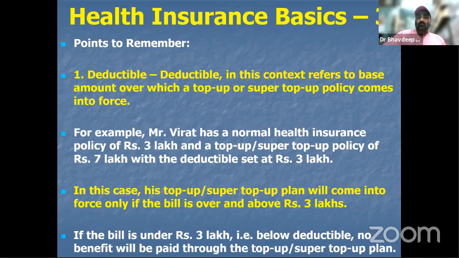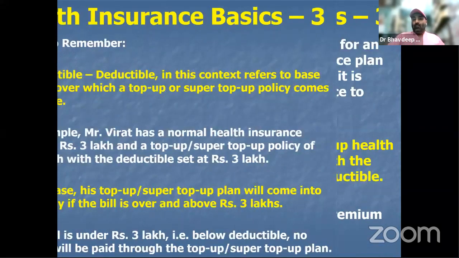Just try to understand what are the points to remember in this. So the deductible is basically the basis amount, as I discussed, जिसके बाद से आपका plan comes into action. For example, if he has a policy of 3 lakhs and a top up or a super top up of 7 lakhs, with deductible set at 3 lakhs, his top up will come into force only if the bill is over and above 3 lakhs. Because if the threshold is not breached, you cannot claim that. But if the bill is under 3 lakhs, then top up and super top up will not be into action below the deductible. So then the base plan.